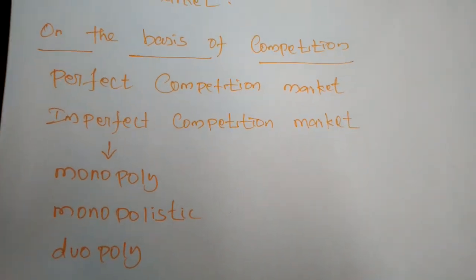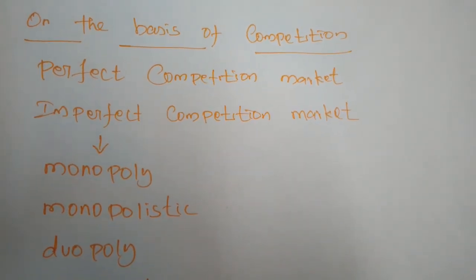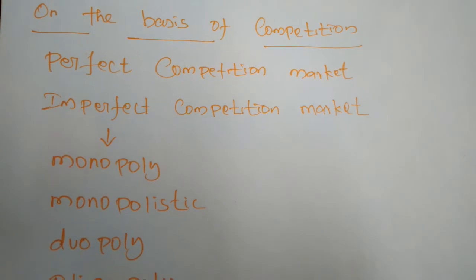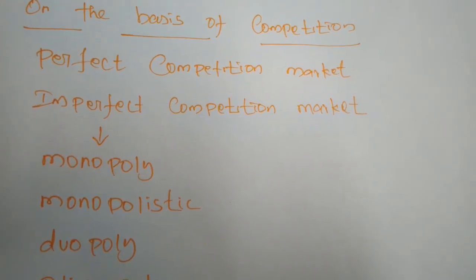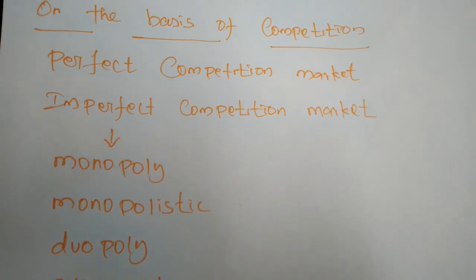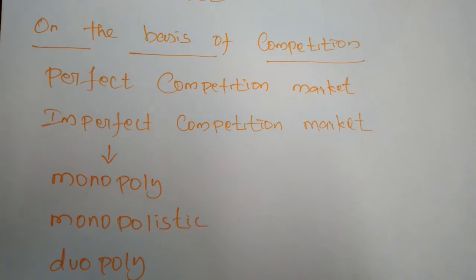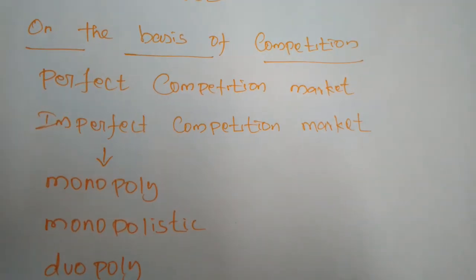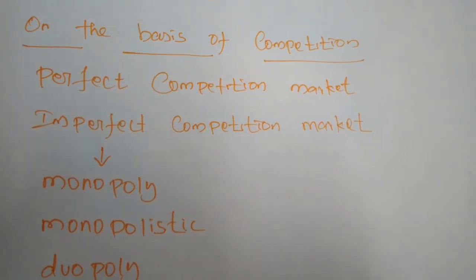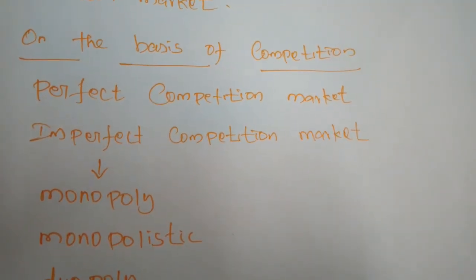Next, on the basis of competition. Competition is very important to construct an efficient market. The first one is the perfect competition market. Perfect competition is based on competition among the same type of commodities. In perfect competition, a large number of buyers and sellers will be there, and every seller will be selling a homogeneous product.